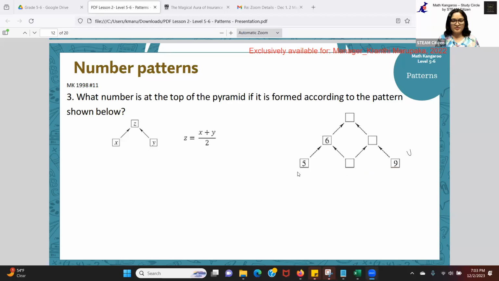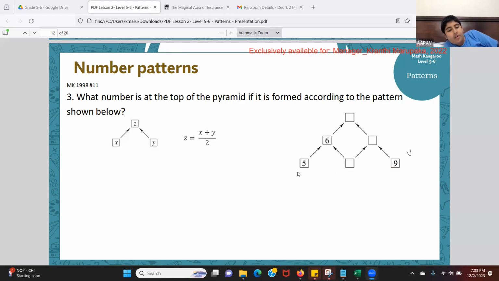I think this is the true power of identifying the pattern, right? It's not just the small pattern between each 3 numbers, but the overall pattern of the entire pyramid itself, right? Which is the average.